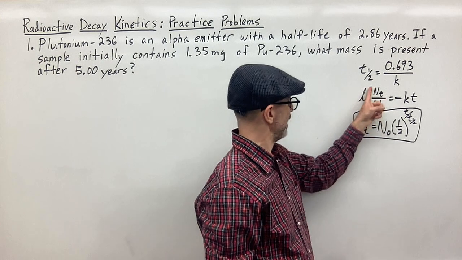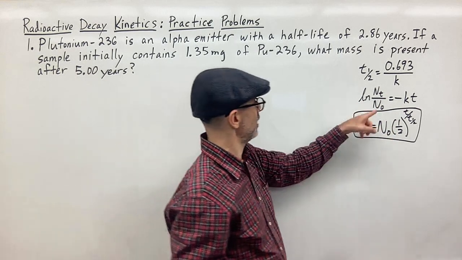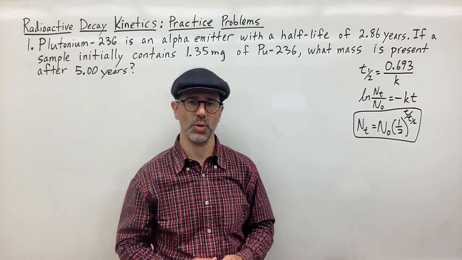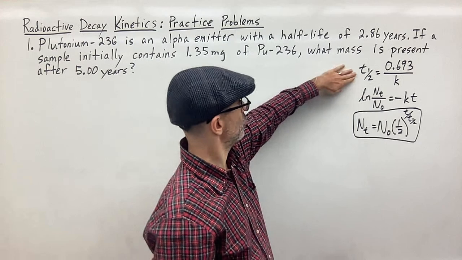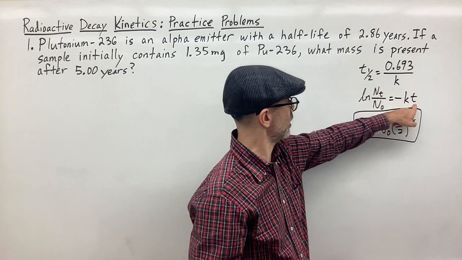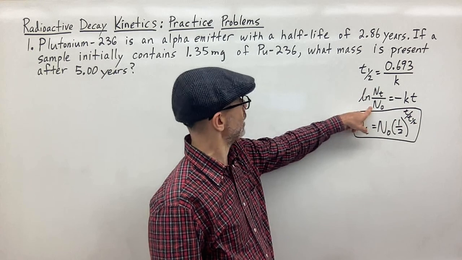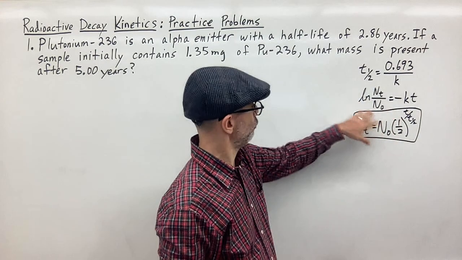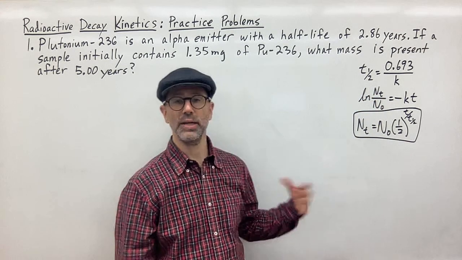Here, the n sub t is the amount that you have after a period of time. Basically, how much is left over. The n naught here, with the little zero at the end, stands for the initial amount, the amount you started with. So you can go ahead and plug this in and solve the problem, right? You were given the half-life, so you plug in the half-life, solve for k, and then you can put k into there along with the time that elapsed, which is 5 years, and then plug in the initial amount that they gave us, which is 1.35 milligrams, and then just solve for n sub t, which is the amount after 5 years. Okay, that's one way to do it, and that's perfectly fine.